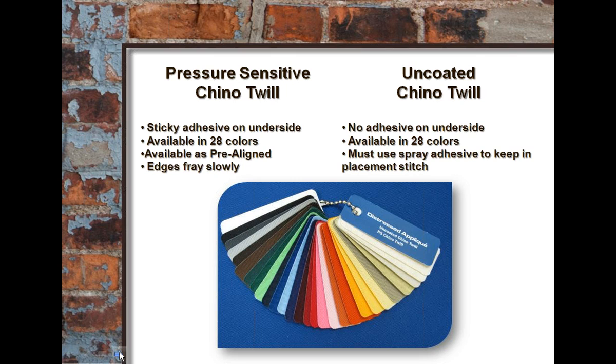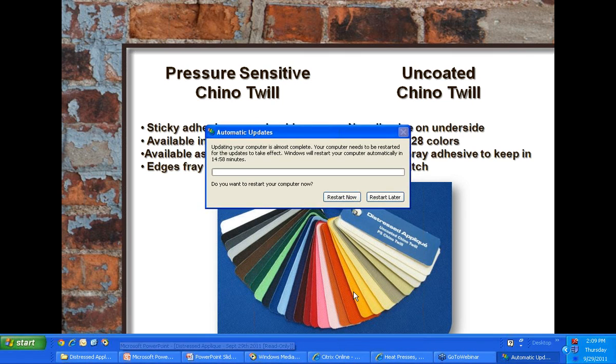So if you want to not use spray adhesive on the back during the sewing process, then it might be more beneficial for you to order pressure sensitive, depending on how many you have to do. But if you're really looking for a look that's going to be extreme distress, especially after washing, the uncoated chino twill, because there's nothing on the underside of the material, will tend to distress a lot more after washing and after time.